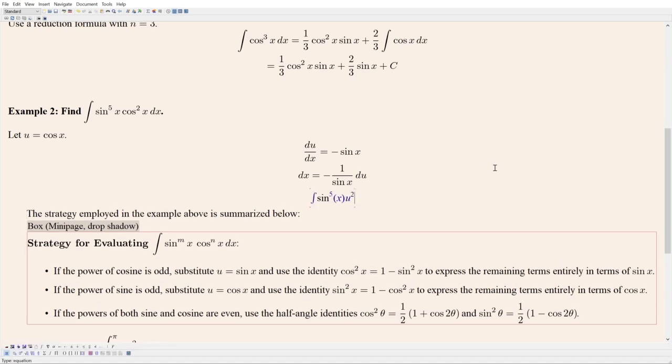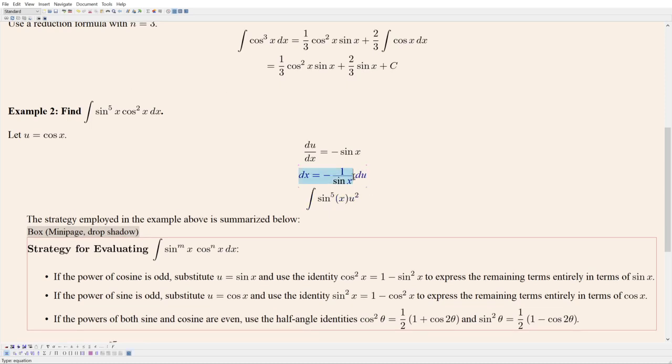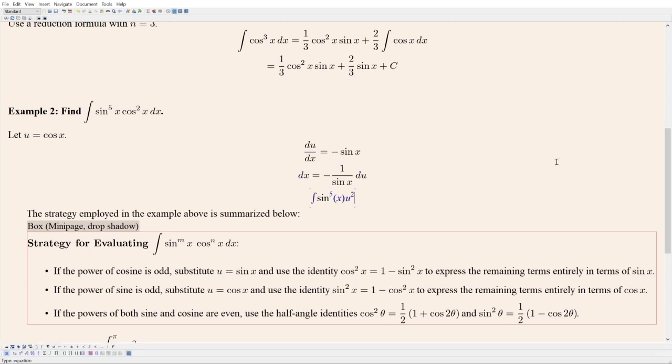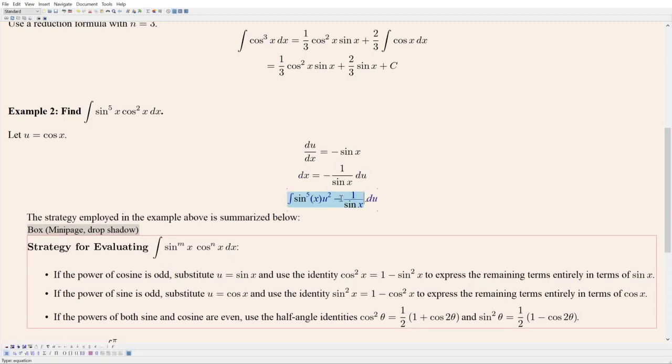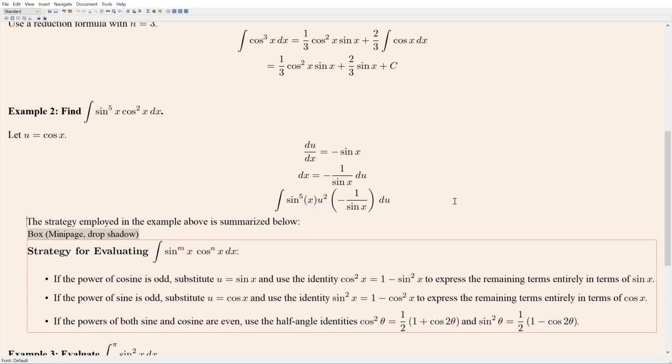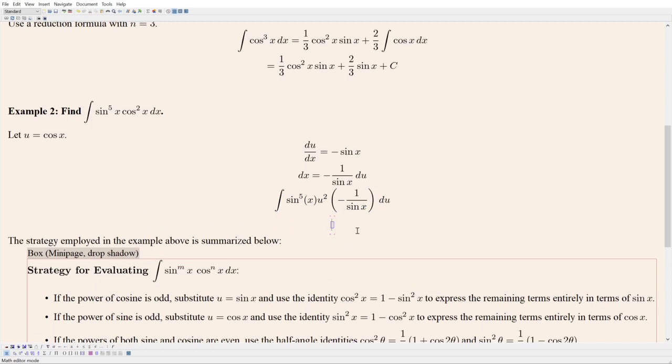There, that's better. Times u squared. And then instead of dx, I'm going to write all of this. Oops, got to be careful with that minus sign. Okay, so sine and one of these signs cancel out. We can pull the minus sign out front. So we are left over with sine to the 4th of x u squared du.